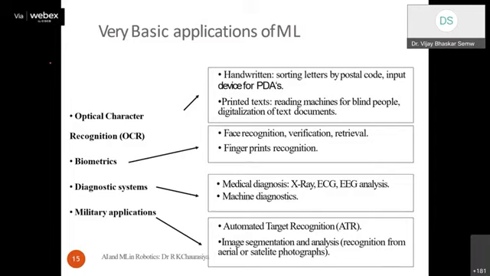Military applications. Advanced sorts of missiles are available. They are very accurate in targeting snipers. We have seen that. Automated target recognition: they are used to recognize, in a crowded area, the person or things they have to target. Image segmentation analysis recognizes from aerial or satellite photos, identifying the location where a terrorist is, where the opponent or the people are. This we can do.